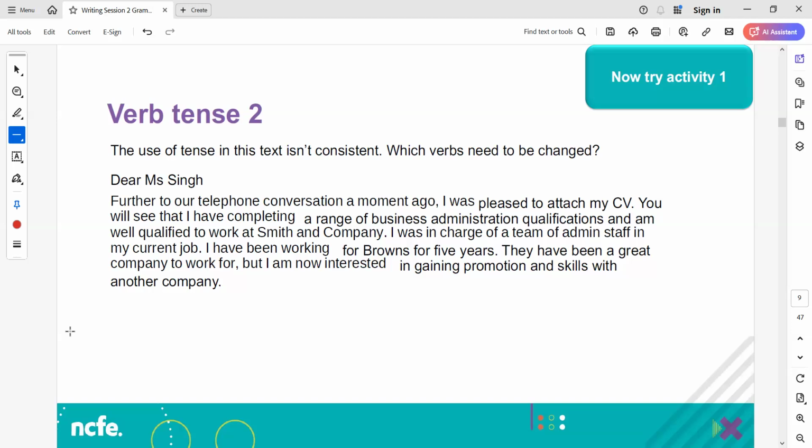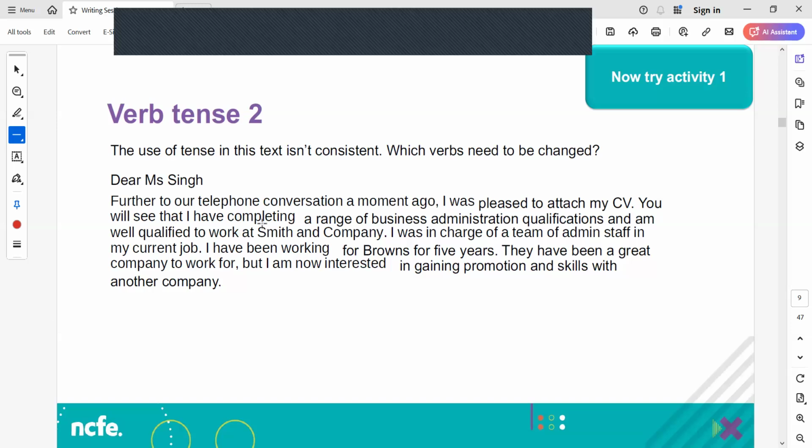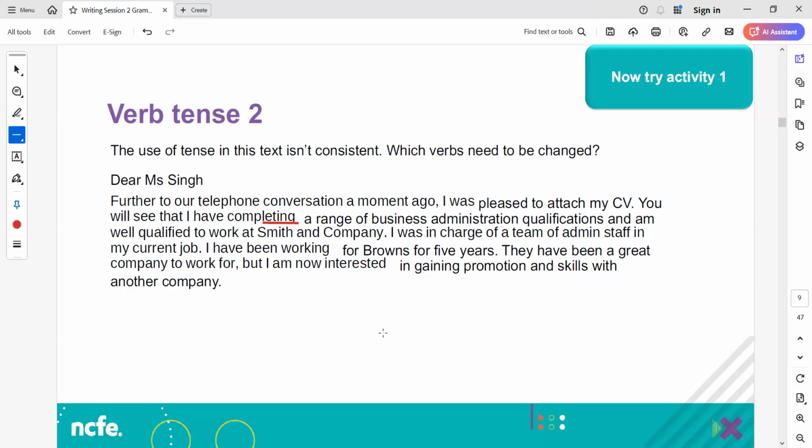So any errors that you can spot? I have completed. Good. So here we should have completed. You will see that I have completed a range of business qualifications. Good. Before that, there's an error before that. Further to our telephone conversation a moment ago, I was pleased to attach my CV. I'm pleased. Good. So this should be am.